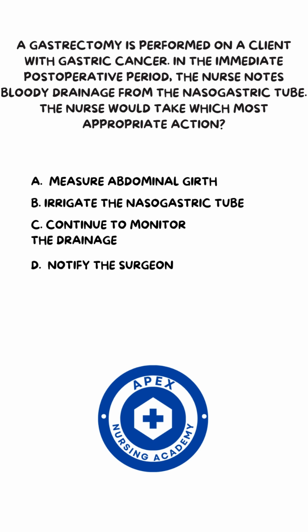A gastrectomy is performed on a client with gastric cancer. In the immediate post-operative period, the nurse notes bloody drainage from the nasogastric tube. The nurse would take which most appropriate action?